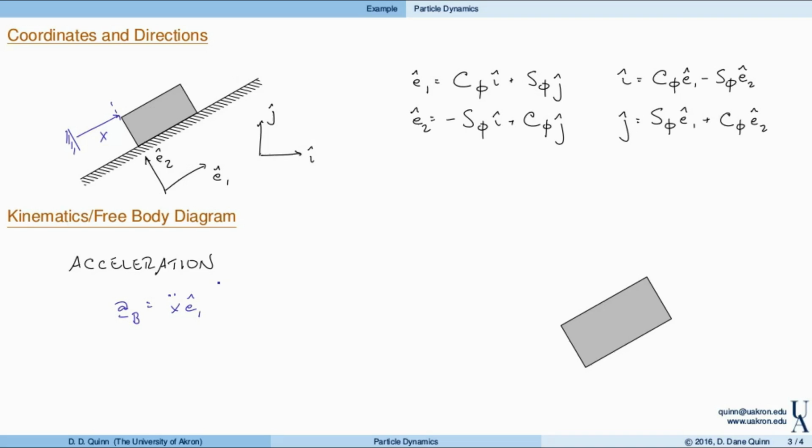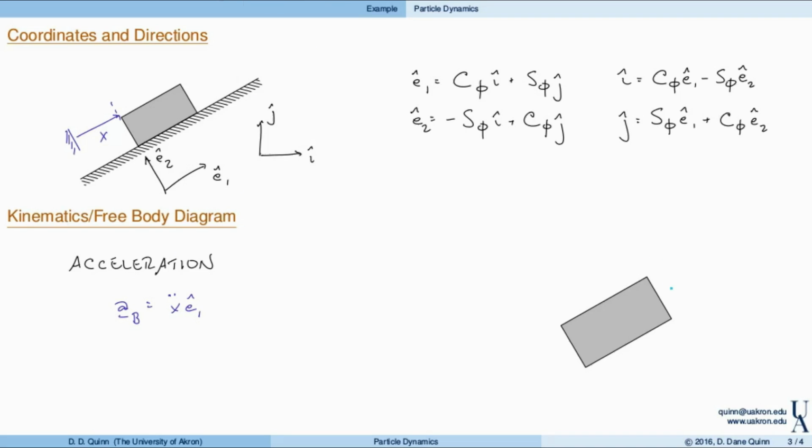Now I do want to point out that the acceleration is distinct from this measurement. X double dot is the second derivative of this coordinate, but the acceleration is x double dot in the E1 direction. So they're really different things. Although it's easy to confuse x double dot and the acceleration of the block, let's try to keep the distinction between the scalar and the vector separate. So with that, we'll now turn to the forces.